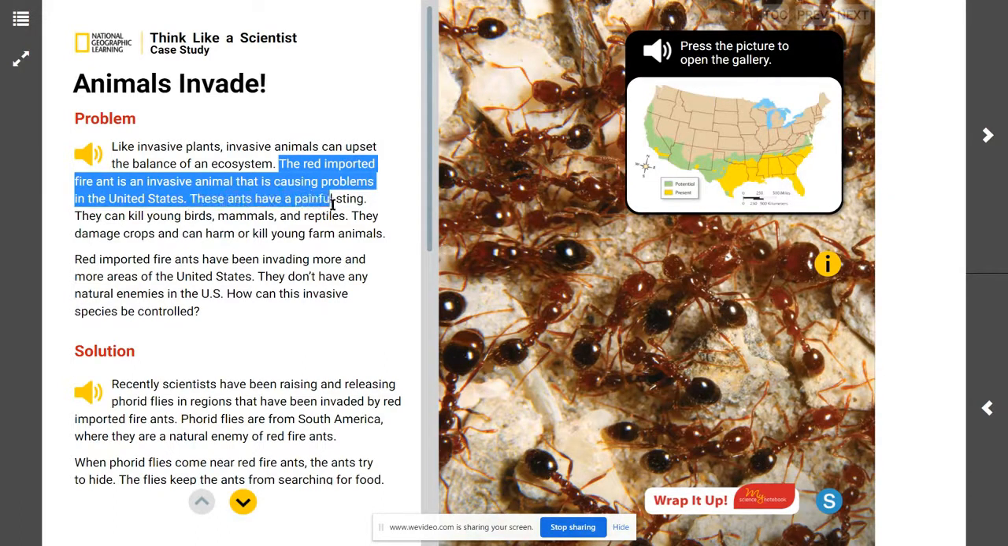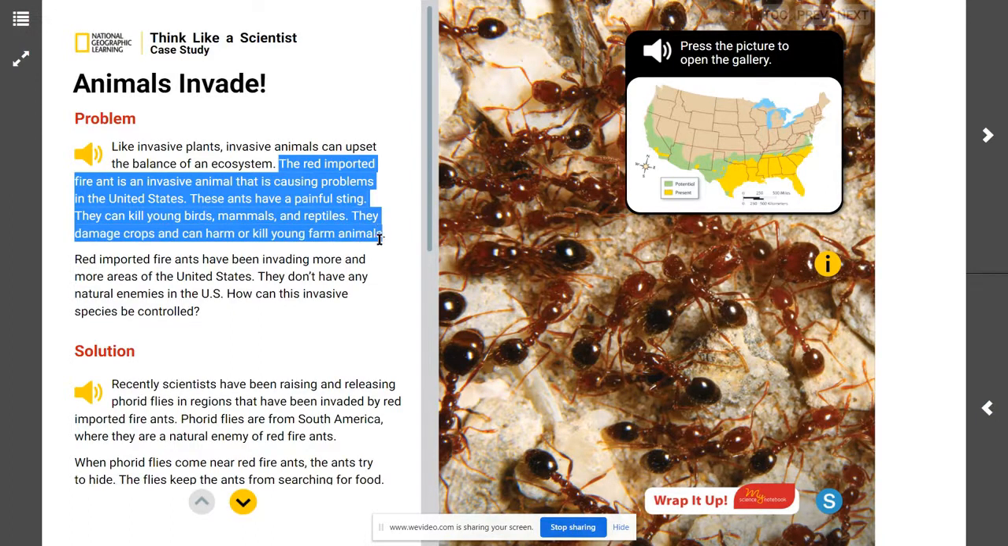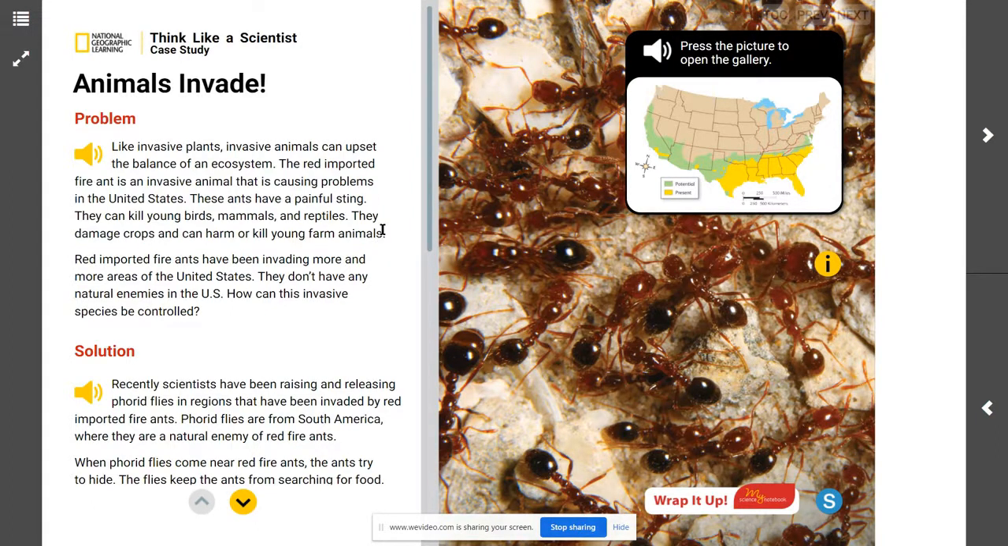These ants have a painful sting. They can kill young birds, mammals, and reptiles. They damage crops and can harm or kill young farm animals. So they work together, they team up, they will take down some of these small birds, mammals, reptiles, farm animals, and just wreak havoc on the balance of an ecosystem, or in a farm system on our global food chain.